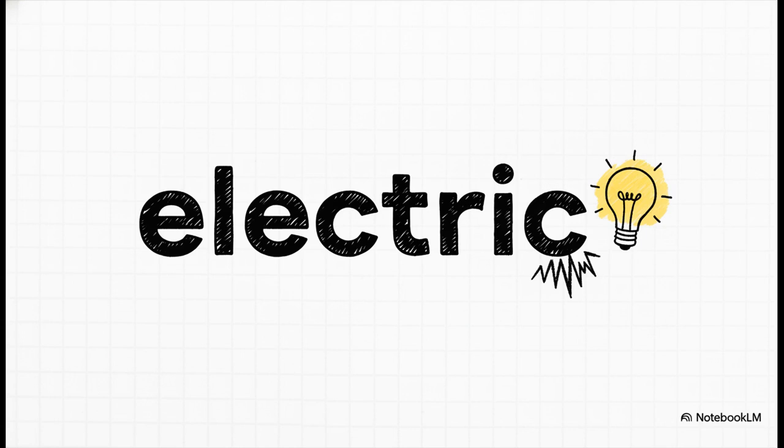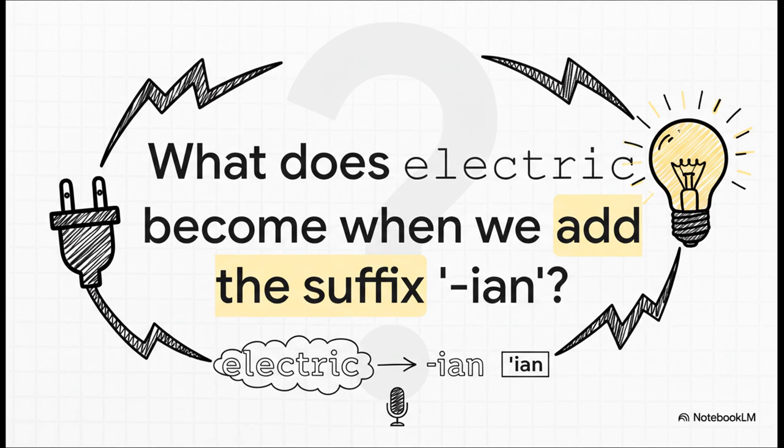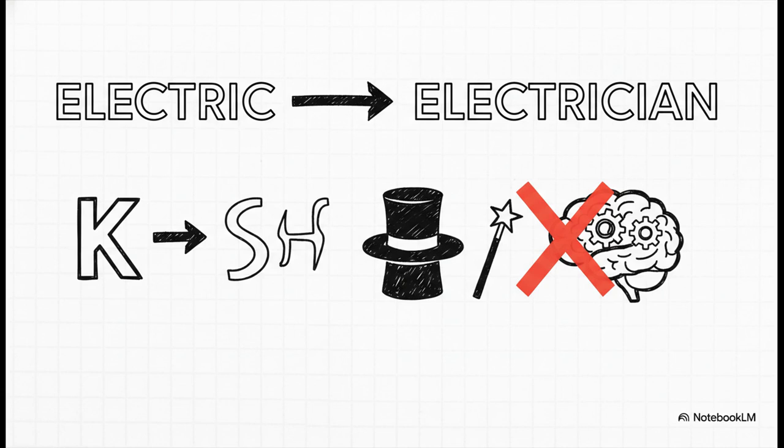Awesome. Let's do one more. This time, we're going back to that first rule. The word is electric, and it ends with that hard K sound. Electric. Okay, so what's the magic trick this time? We're adding ian to talk about the person who works with all things electric. So what does electric become? And there it is, electrician. The hard K becomes a soft sh. It's like clockwork, right? It's not random. It's just the rules of the game.